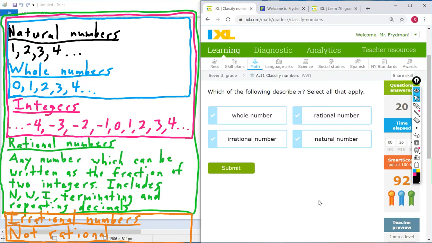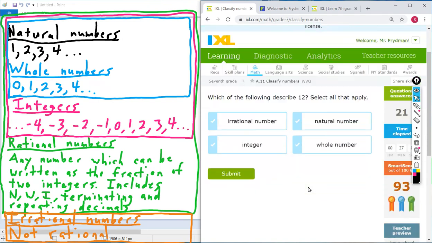Which of the following... again, this is the third time it asked me this. It's irrational. Getting tired of telling you that. Remember the next time I tell you that pi is irrational so you don't ask me again.